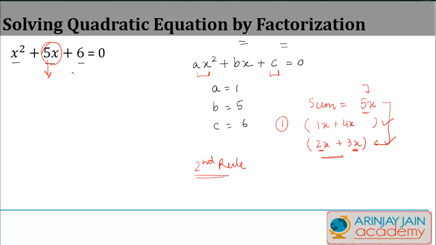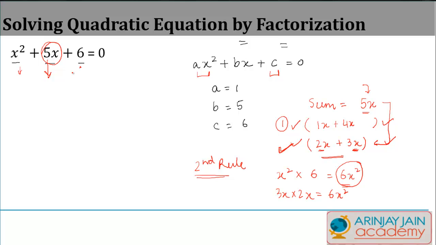So if I multiply x squared, the first term which we have, times 6, which is the third term, I get 6x squared. So the combination that I need to choose out of these two, their product has to be equal to 6x squared. Now we know 4x into x is going to give us 4x squared, whereas 3x into 2x gives us 6x squared. So I am going to choose this second part over here.